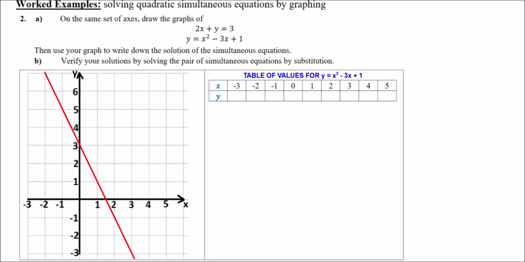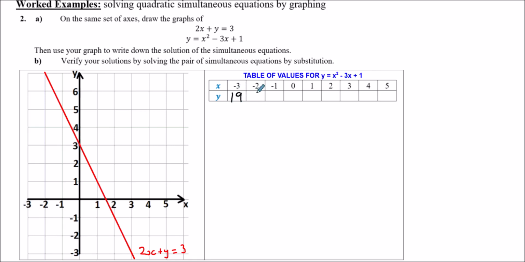So if I just label this one here as 2x plus y equals 3, we can do a table of values for y equals x squared minus 3x plus 1. And so we can use a calculator for this. In fact, I'd recommend you do that. But in case you just want to follow me and trust me, when x is minus 3, x squared is 9, then minus 3 times minus 3 is 9, plus 9, which is 18, plus 1, that's going to give us 19.